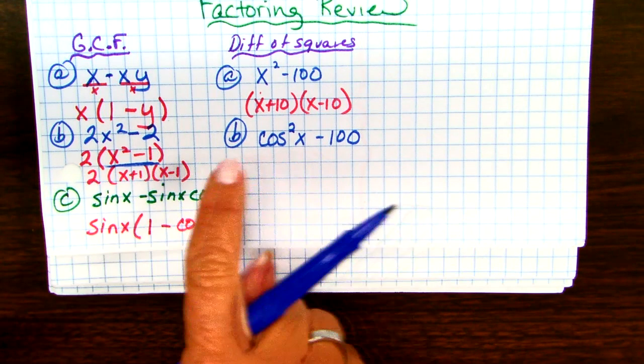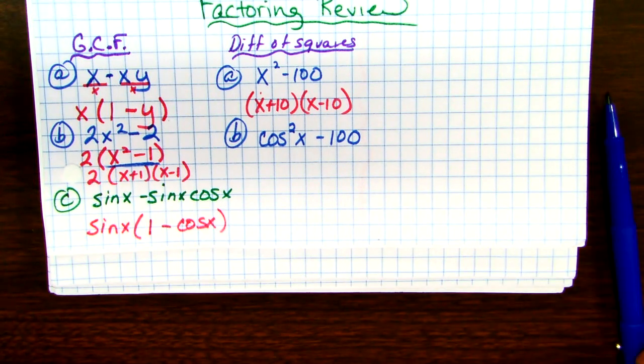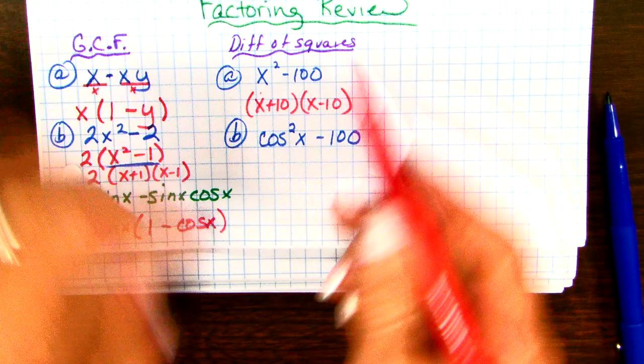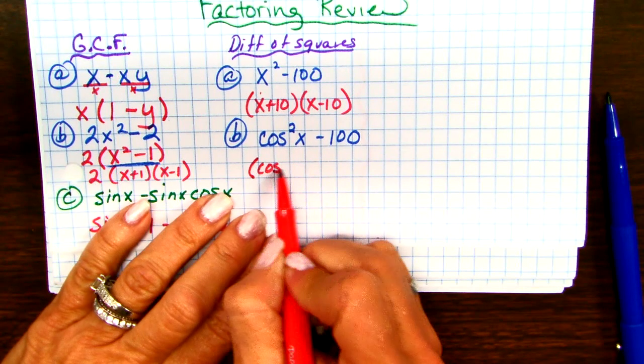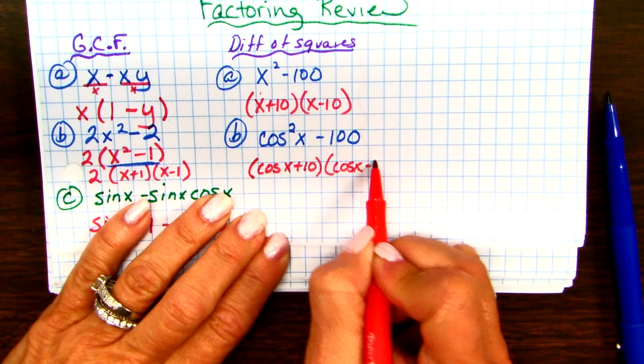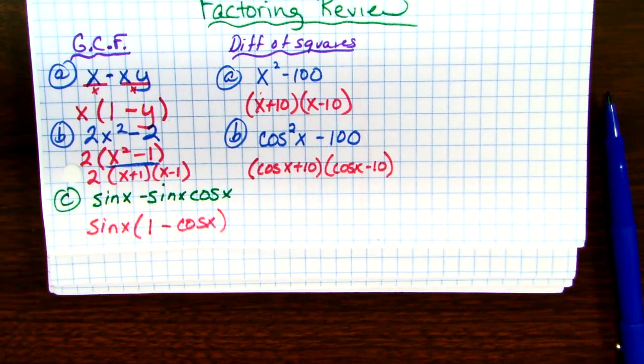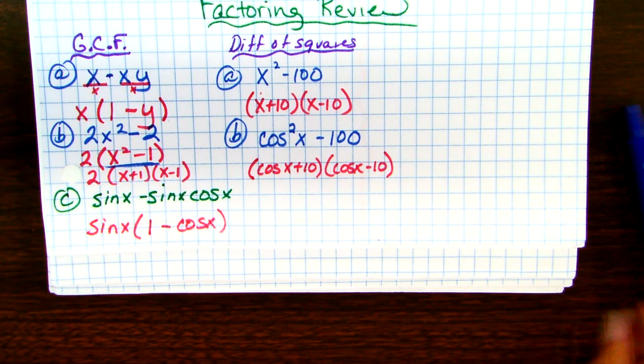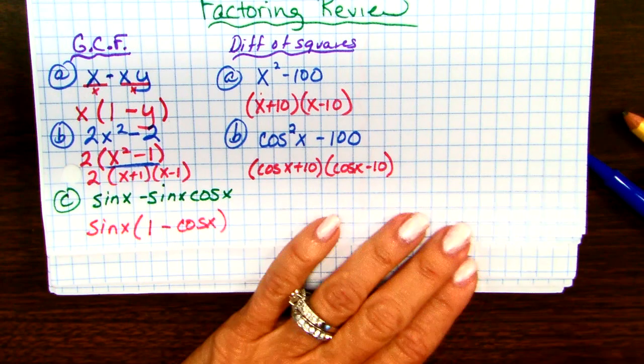So this is the difference of squares. I'm going to factor it the same exact way I did the one above it. I would have cosine x plus 10, cosine x minus 10. Feels weird, but if you just think back to algebra, which you all are good at, this shouldn't be too bad, okay? And the last one is the quadratic trinomial.